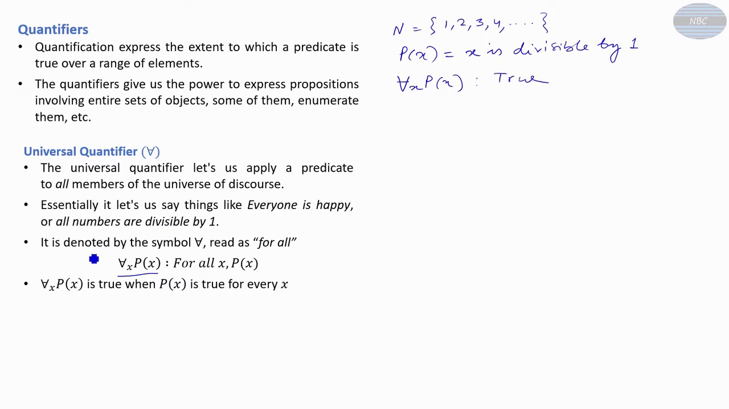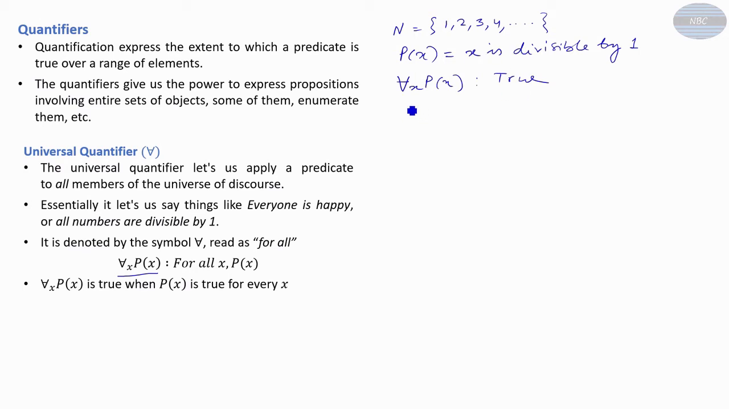That is the meaning of this. For all x P(x) is true when P(x) is true for every x. Okay, so this particular predicate function is true for every x. When you take 1, this particular predicate will be true because 1 is divisible by 1, 2 is divisible by 1 and so on.